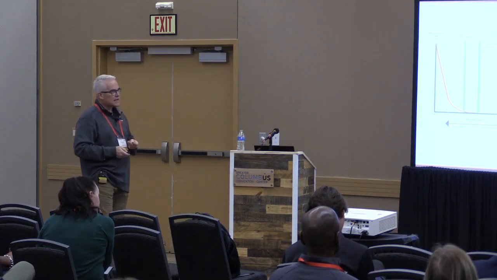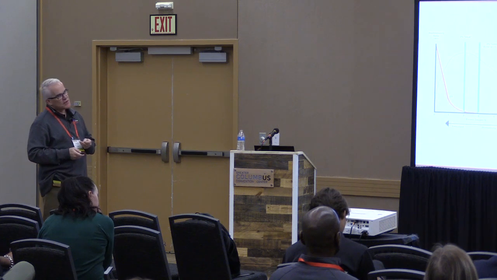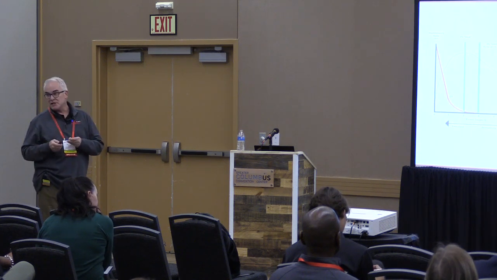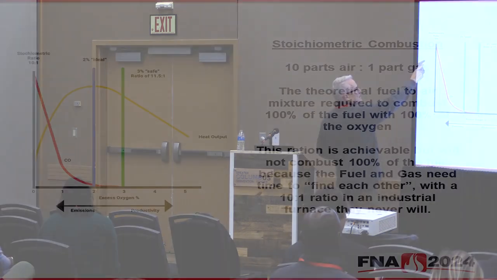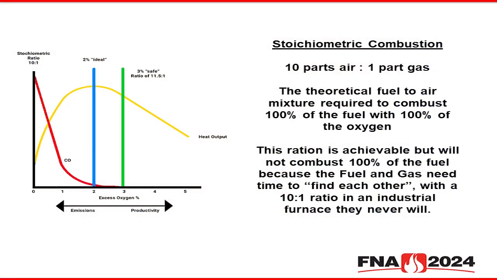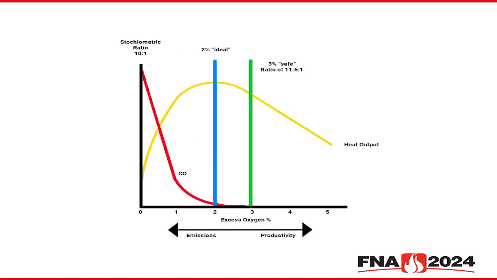So in an industrial furnace, the truth is 10 to 1 is going to give you an extremely rich mixture, and you can see by the graph, lots and lots and lots of CO, because it can't be consumed, you don't have enough air. So we're going to take a look at this graph and talk about what each of these different lines represents. The blue line is ideal. And ideal is 11-ish to 1 air to fuel. It's about 2% excess oxygen if you're looking at excess oxygen.